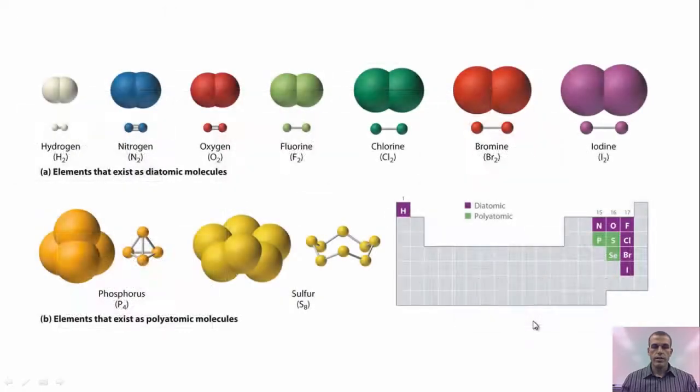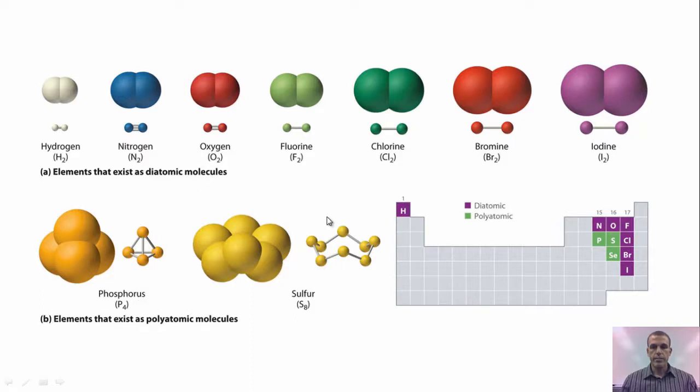For example, as you can see going across here, these all represent diatomic molecules. You can see we have hydrogen, nitrogen. The only way these elements are present is when they're bonded to themselves in molecular form. Then we have some polyatomic molecules, which are phosphorus and sulfur, and you can see their arrangement here. You can also see where they're found on the periodic table. Again, these top ones are your diatomic, and these are your polyatomic.